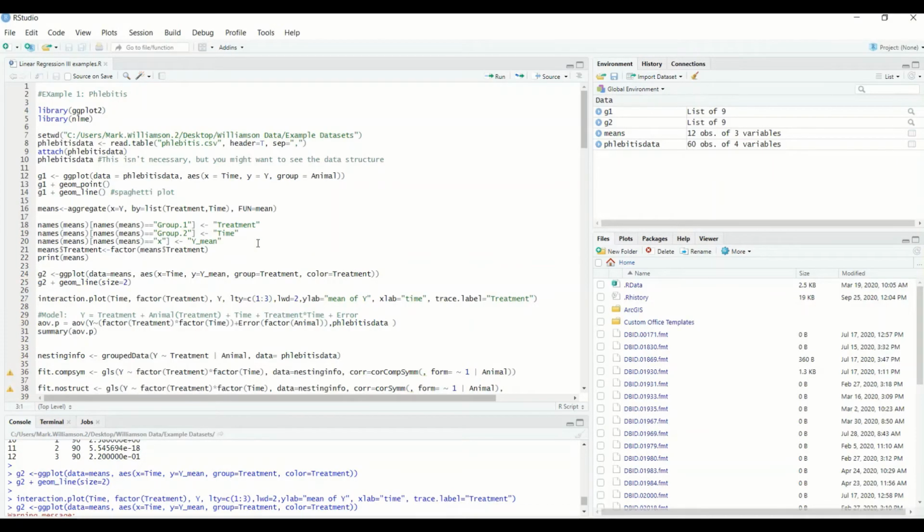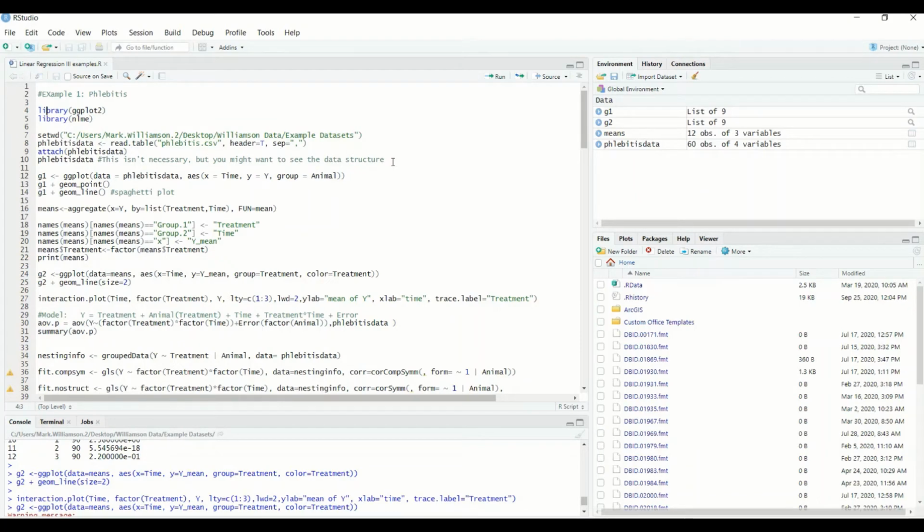I've switched this over here to RStudio. So let's look at the first example. This is phlebitis, essentially inflammation of a vein. So we're going to look if there's a difference across time, across different categories. We're going to need ggplot2 to plot, and then nlme. These are different packages, so you'll need to install them if you don't already have them installed, and then call them with the library function.